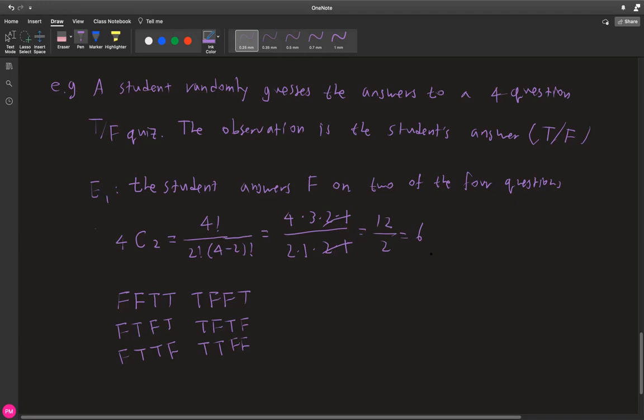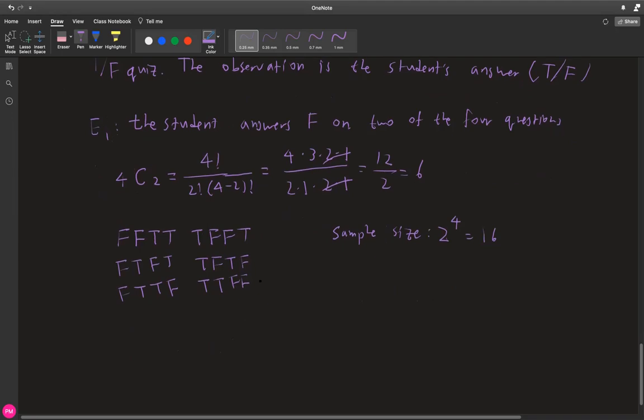Then how many different ways can the student answer this problem? So what's the sample size? Here we know that the sample size is, as you all may know already, 2 to the power of 4 because we have 2 choices for each answer and we are doing this 4 times. So simply this is 16. So now this implies that the probability of E1 is 6 out of 16. Or in other words, if you simplify it, it's going to be 3 out of 8.